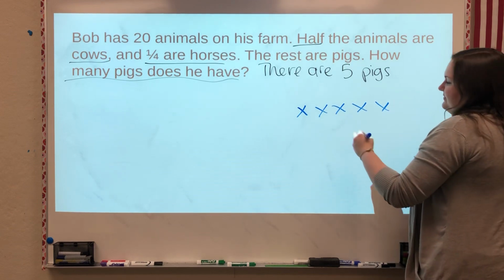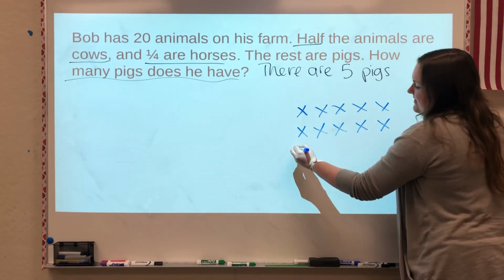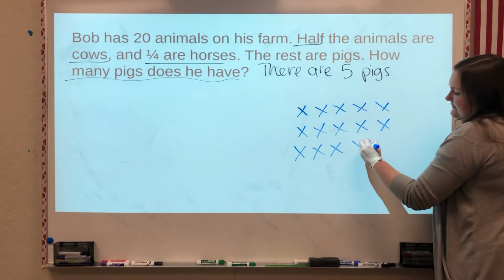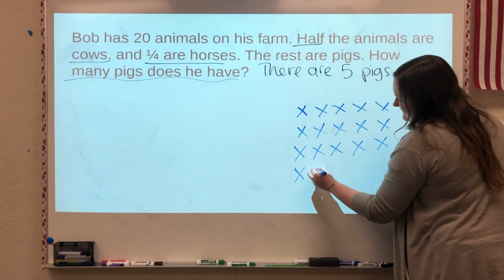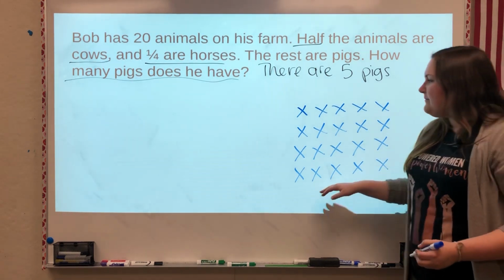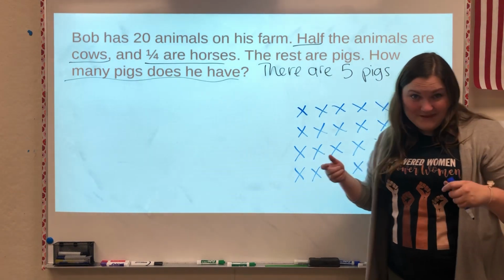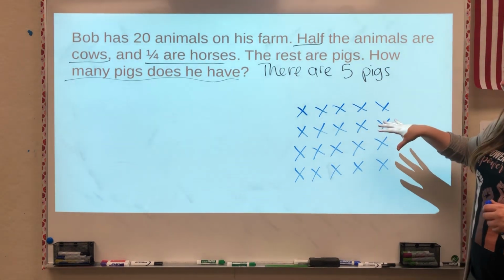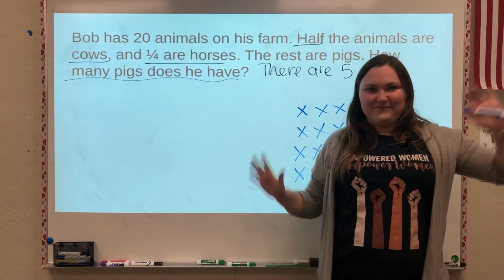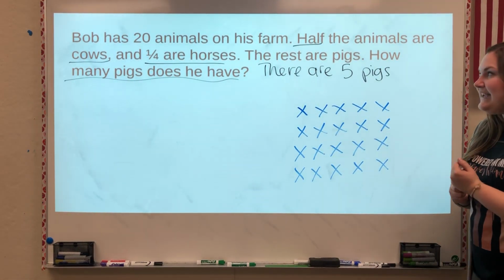I got 1, 2, 3, 4, 5, 6, 7, 8, 9, 10, 11, 12, 13, 14, 15, 16, 17, 18, 19, 20. Remember, I'm drawing them like this because it goes back to our lesson on arrays and multiplication. This is going to be a lot more helpful than just having random X's everywhere and not any sort of rows or columns. So I've got my 20 animals here.